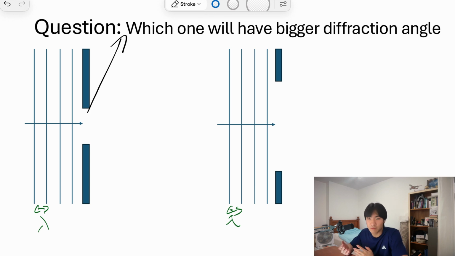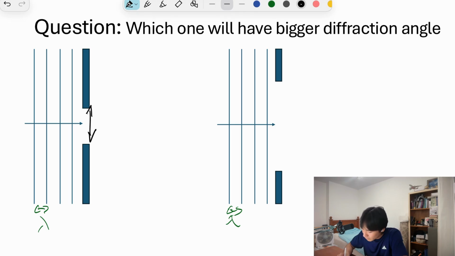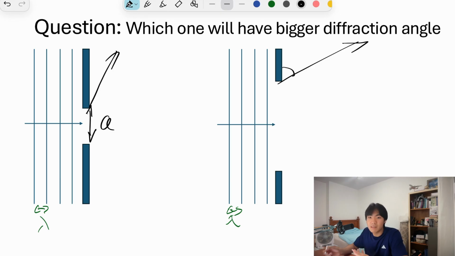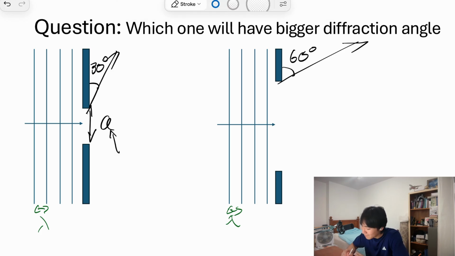Assuming you paused the video and tried to figure it out yourself, the answer is that the smaller aperture has a larger diffraction angle, meaning the bigger aperture must have a smaller angle. For example, let's call this some arbitrary angle. We're not given the value. Let's say this is 60 degrees, and maybe that's 30 degrees. So, smaller the aperture, smaller the angle? Well, I made a mistake here.